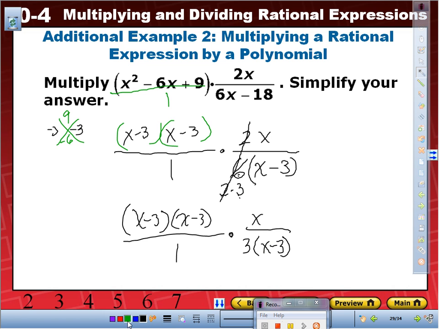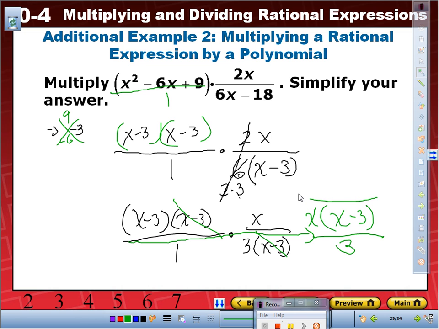Now I'm ready for my last step. I just draw a line across because I'm multiplying them that way. And what's my GCF? x minus 3. Do you guys see it? What do we have left? x minus 3 times x. I'm going to write the x over here in the front. Over 3. And we're done.